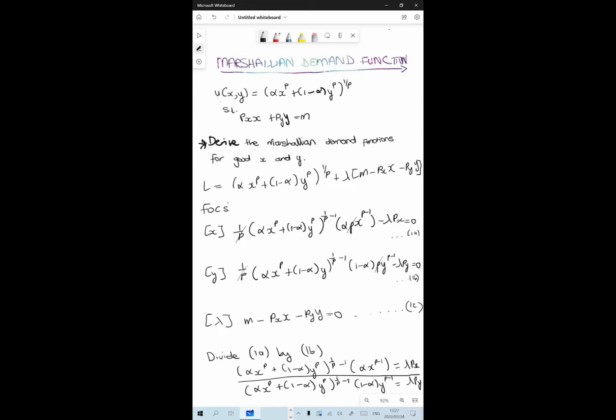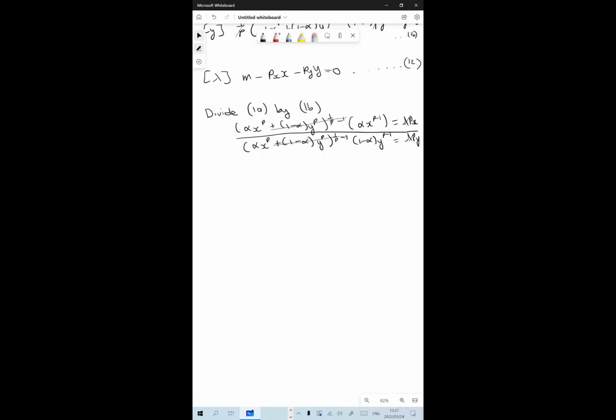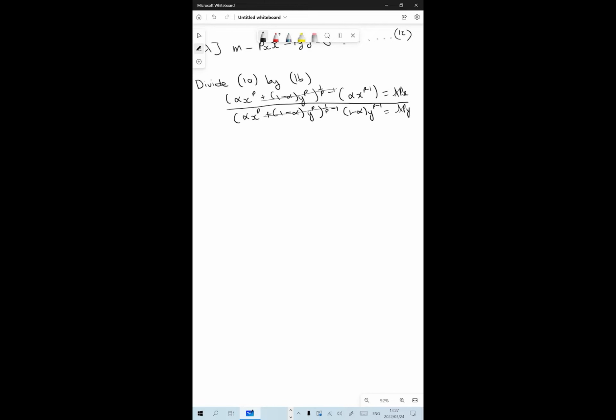So we've got these two similar terms that will cancel out, and the lambdas will also cancel out, and we'll basically be left with these two that we can multiply out, cross multiply in order to solve for x, get x on the left hand side by itself, and also get y on the left hand side by itself. Just scroll up. So we've divided a by b. Now we can just cross multiply to get this.